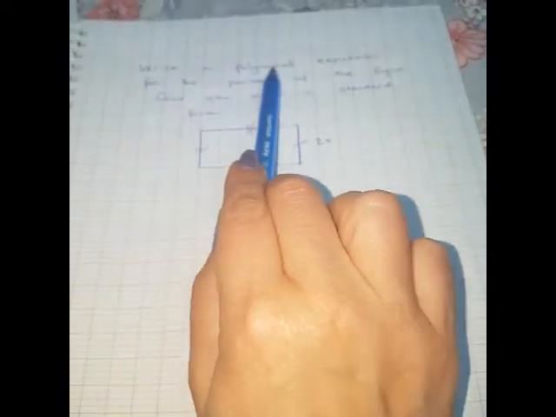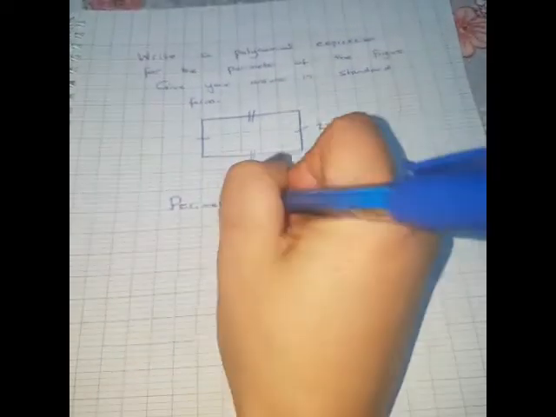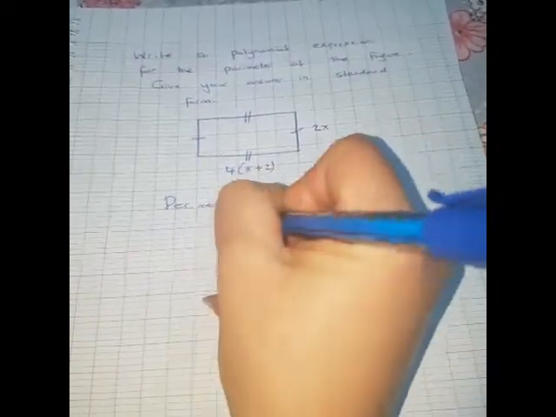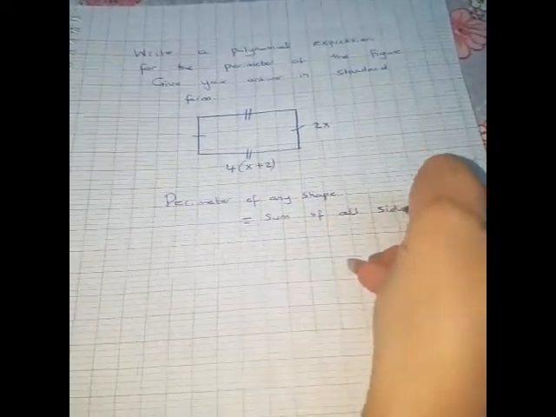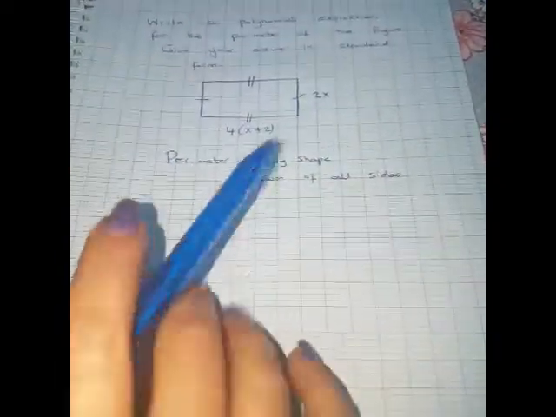The next question says, write a polynomial expression for the perimeter of the figure. Give your answer in standard form. First of all, what is the perimeter of any shape? The perimeter of any shape is the sum of all sides. How many sides do I have? 1, 2, 3, 4, so I need to add them all together.